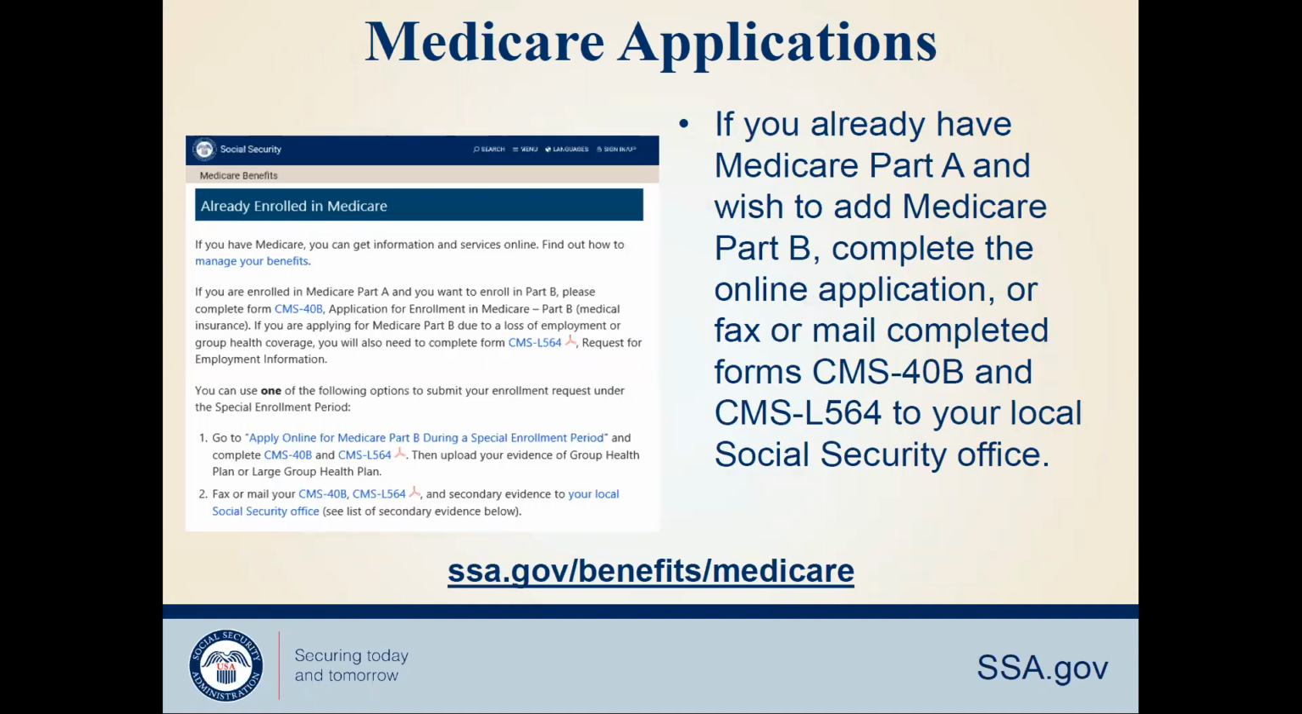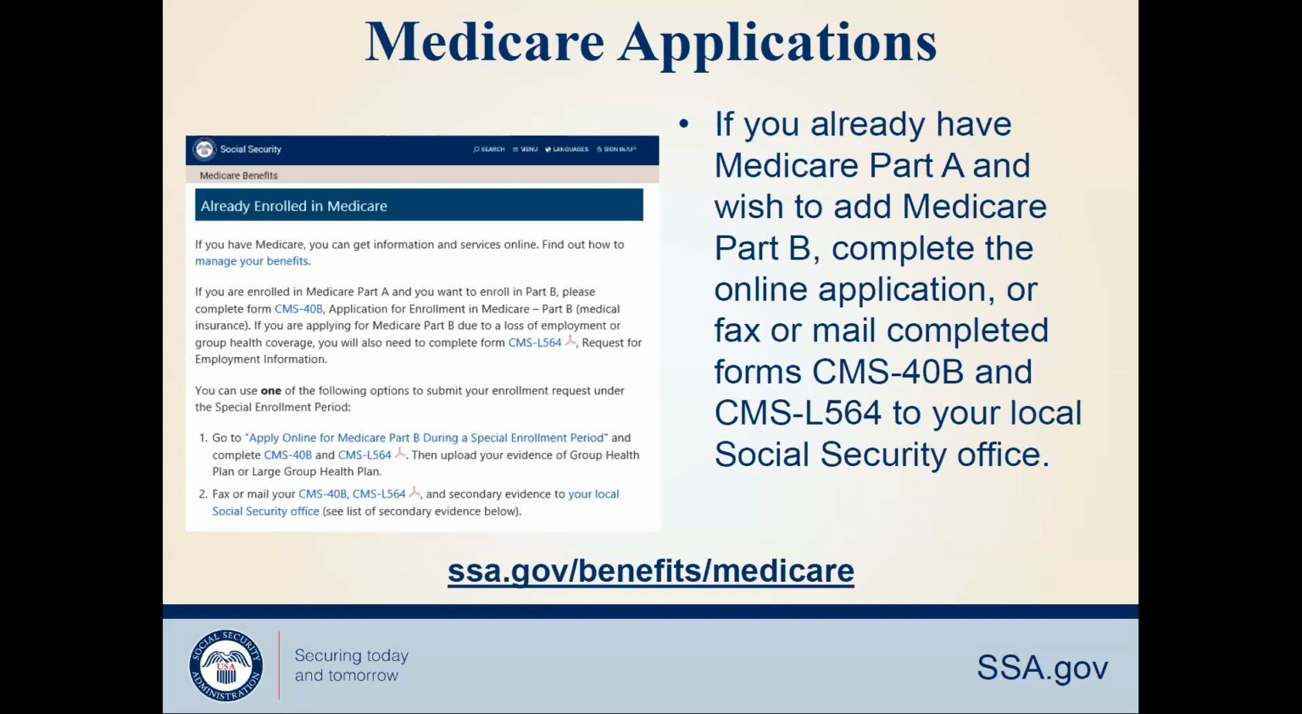Medicare applications. You can use our website to apply for Medicare Parts A and B, along with the Social Security retirement benefits. Most people apply for Medicare Part A along with their retirement benefits because you're required to enroll for Medicare Part A at the same time you start retirement benefits. Remember, Medicare Part A has no monthly premiums for those who have 40 work credits.